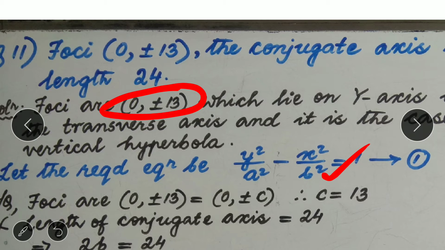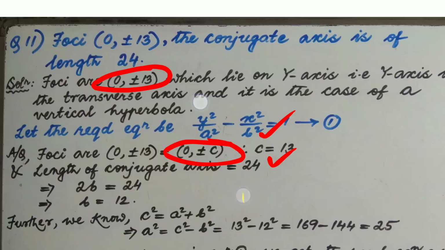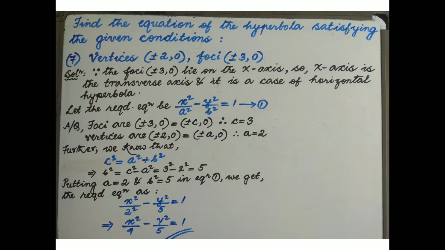Now, we come back to the question. Foci are 0 comma plus minus 13, which can be compared with the formula 0 comma plus minus c. Therefore, the value of c is 13. So, we have the value of c. Next, we go to the second point. What is the second point given to us? Length of the conjugate axis. The length of the conjugate axis is given to us as 24.